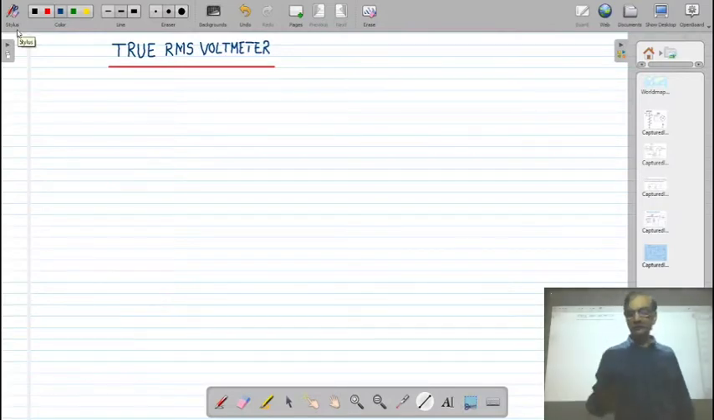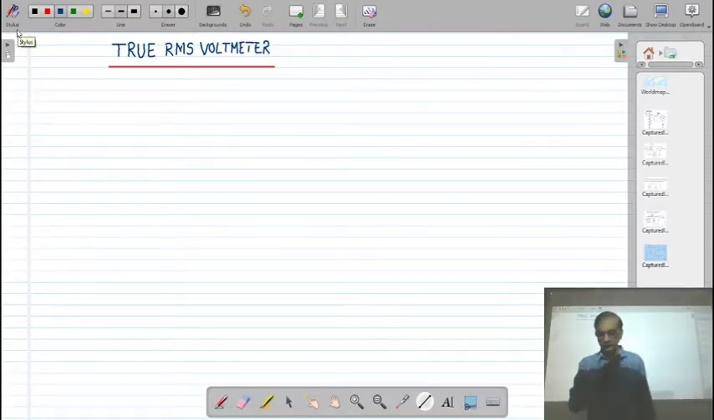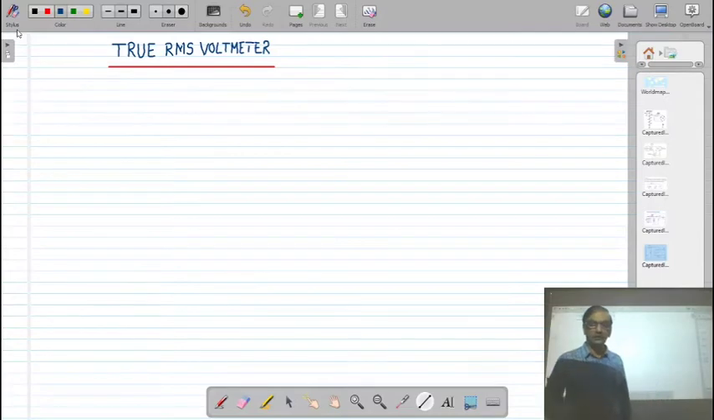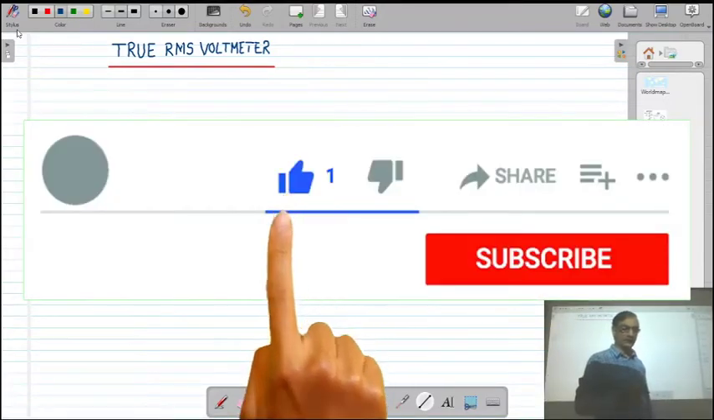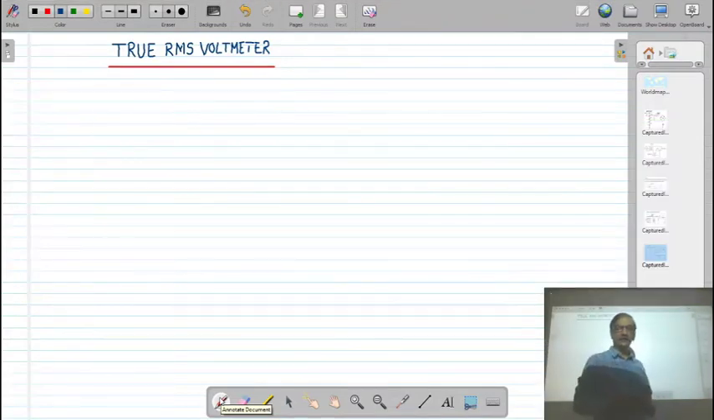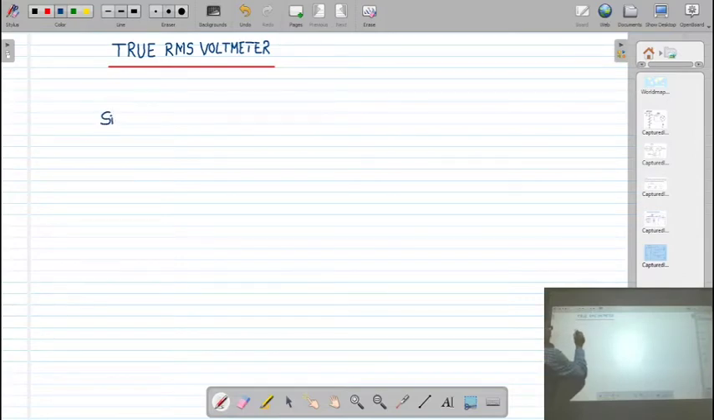So in the previous lecture on the AC voltmeter, we discussed how, if we have a DC voltmeter, we can calibrate the DC scale for the measurement of the AC voltage. For that we defined a form factor. This form factor is different for different shapes of the signal. So if we have the sine wave, then the form factor is k equal to 1.11.